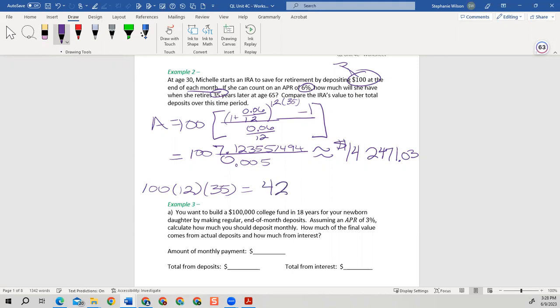Hey guys, $42,000 is great. But when I compare it to that $142,000, I'm like, oh my goodness. The better deal would be if I can invest it at 6% over that period of time and continuously deposit that $100. That's if nothing changes. So that's something to think about. Okay, so let's move on.